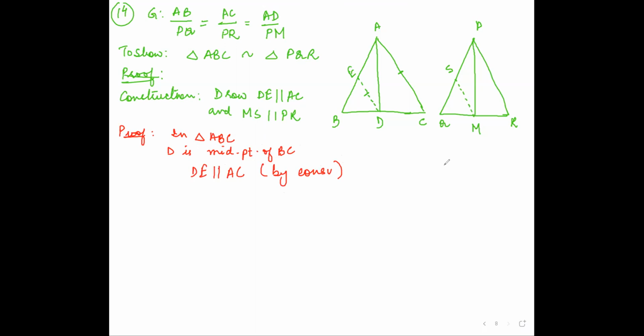See, what is a converse of basic proportionality theorem? That if line DE is parallel to AC, clear? So that means the sides are in proportion. So ultimately your BD upon DC is going to be equal to BE upon EA. This is the converse of BPT, yes?